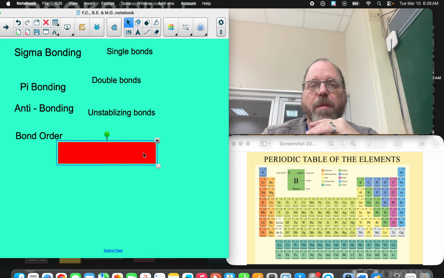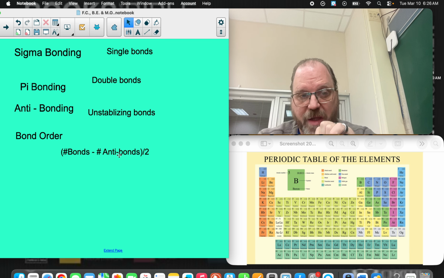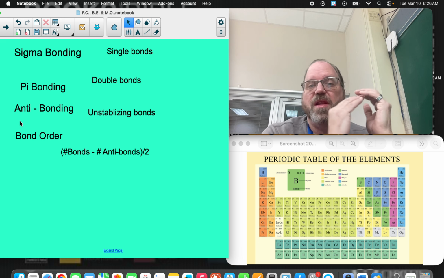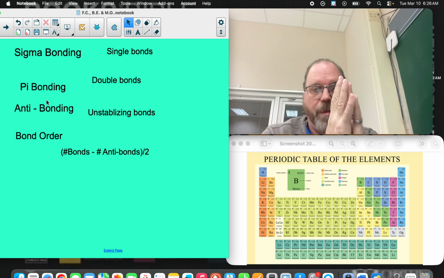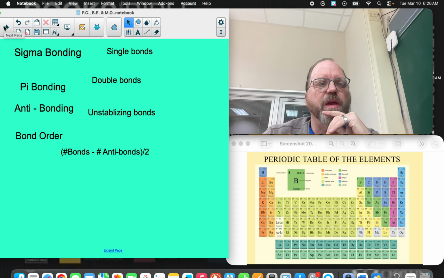And then last is something called bond order. To find bond order, we take the number of bonds minus the number of antibonds, and divide that number by 2. That will give us a single bond, double bond, or triple bond, showing how the structure is formed. All right, let's take a look at the process.